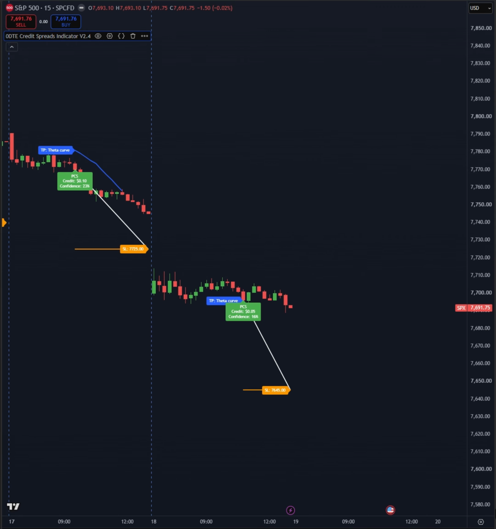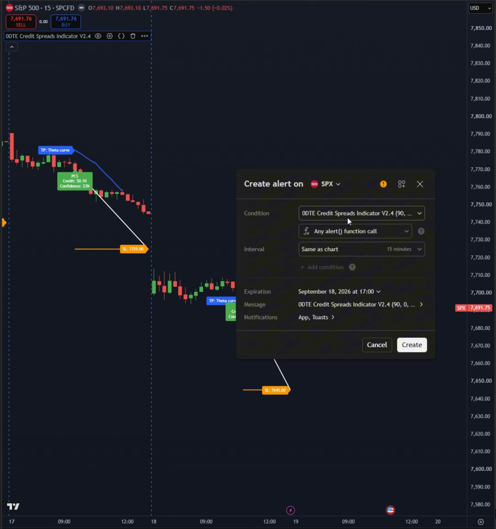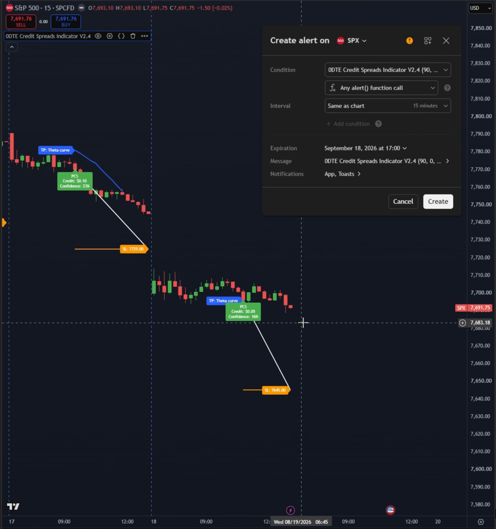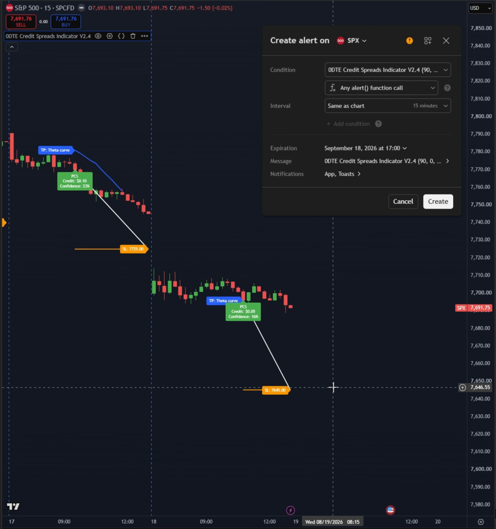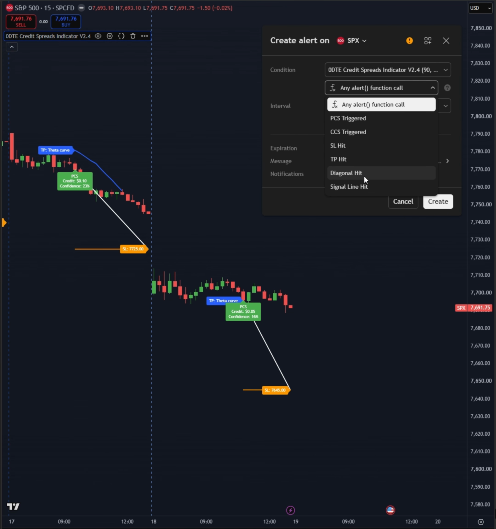Just like before, same thing too. If you want to do alerts, it's the same thing. You click on alerts, make sure you're on the correct one. The any function alert will basically tell you all the information. Here's the credit spread, put credit spread, call credit spread, the credit, the confidence level, the strike line, the take profit levels, all that gives you all the information. But if you wanted individual information, you still have that option as well. Typically, I like to just use any alert, just give me all the information all at once. Click create, and you're done.